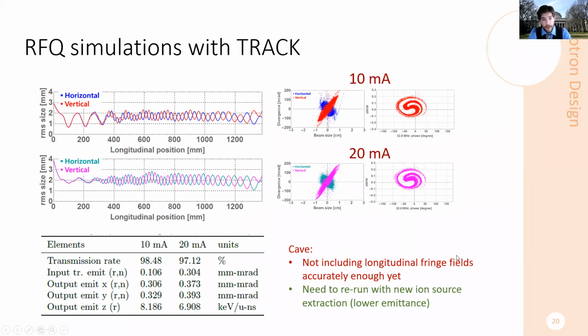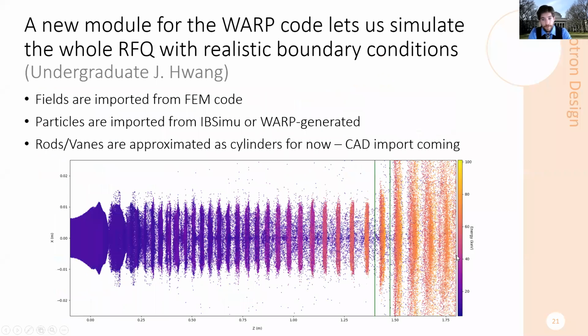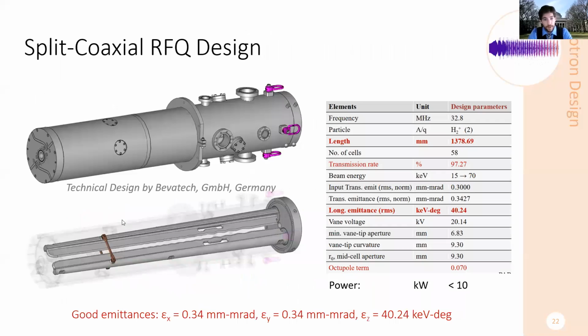Now we have actually handed this over to a company in Germany called Bevatech that we subcontract for building this RFQ for us. And they have done extensive beam dynamics studies in addition to generating the technical design of the RFQ, of which you can see an earlier iteration here on the left. Here are just 2 of the 4 rods of the RFQ.